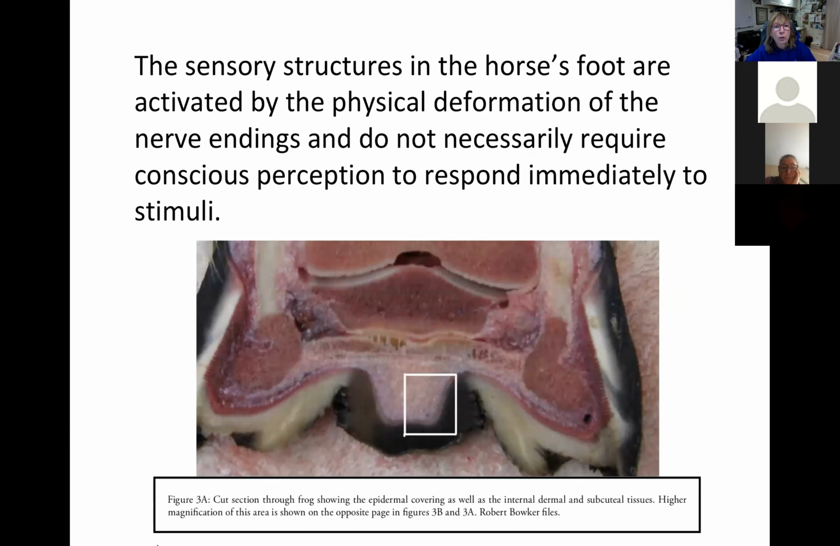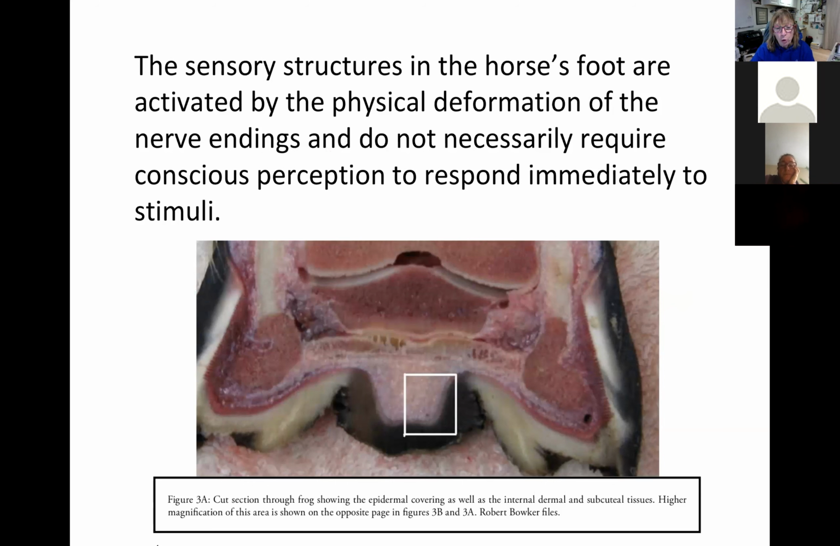So the sensory structures in the foot are activated by physical deformation of the nerve endings and don't necessarily require conscious perception to respond immediately to stimuli. What that's saying is that you don't have to be conscious of the effect for it to happen, because of the change in shape, the deformation of the nerve endings.